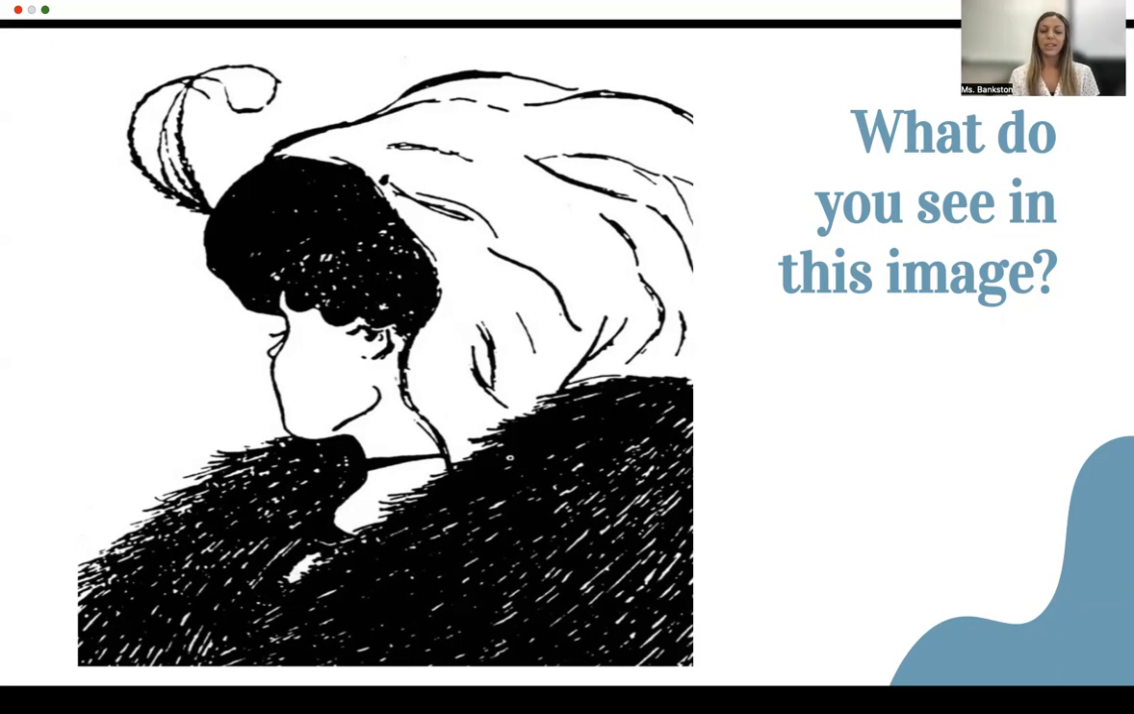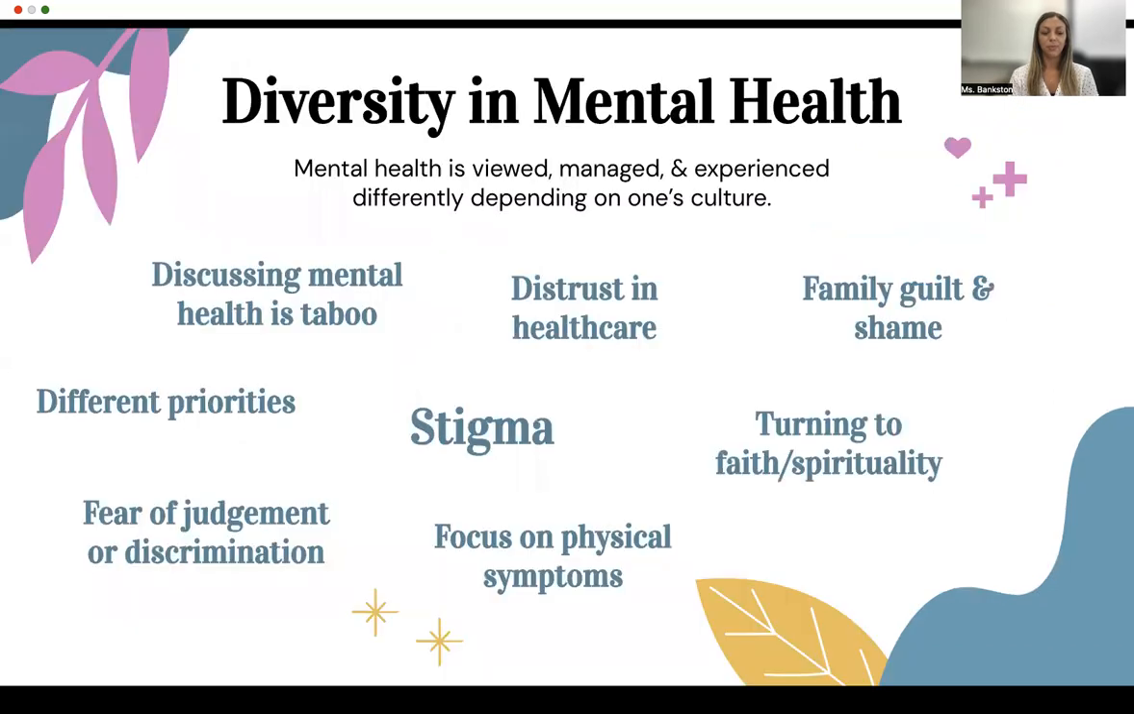So, the point of this activity is to show that both are right, but our perceptions are different, just as our experiences with mental health are. And viewing something differently than someone else doesn't mean it's not valid.